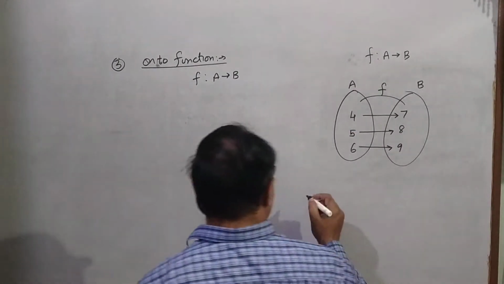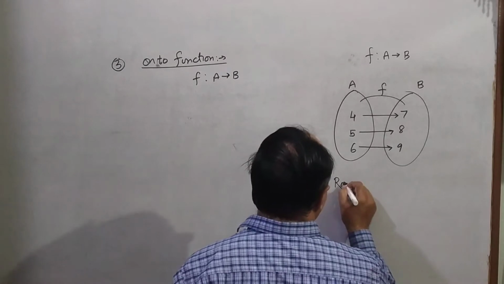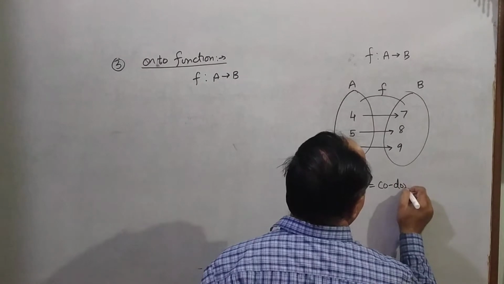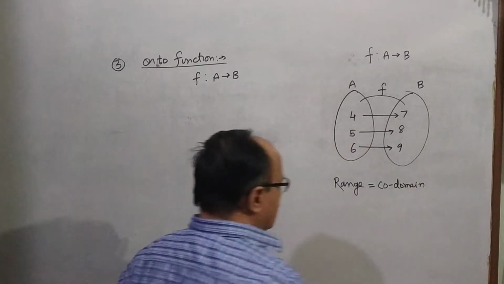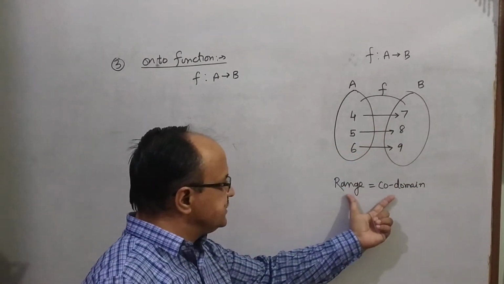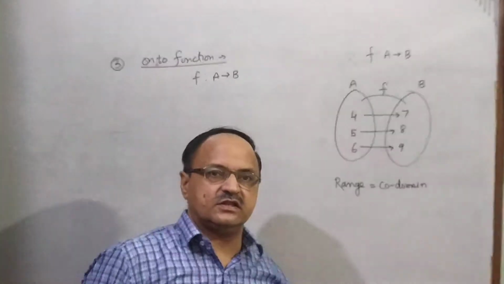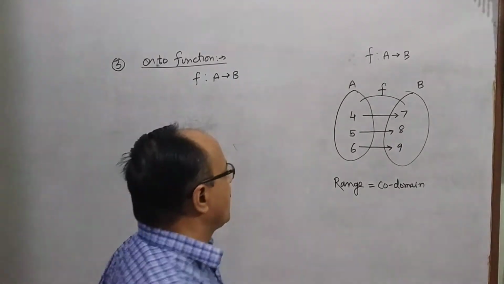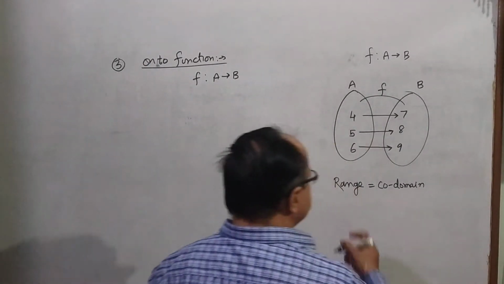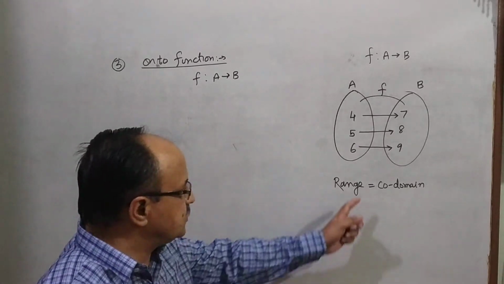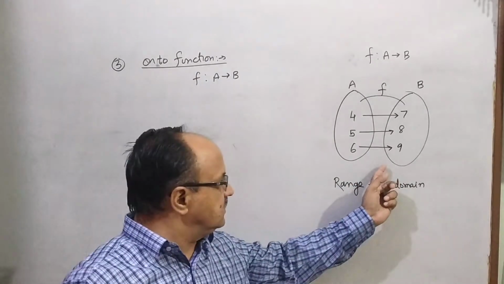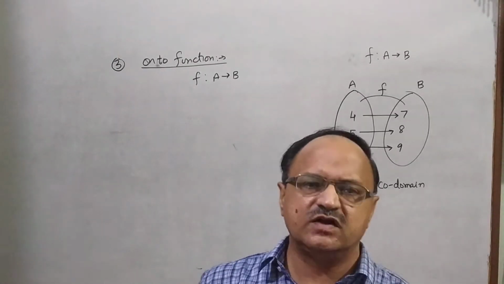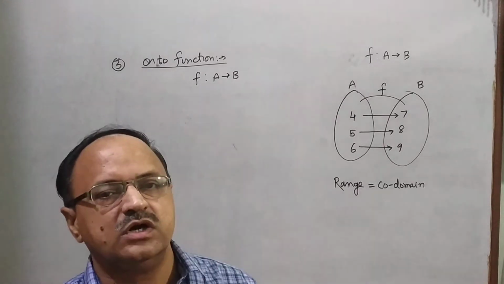Or the second method: if you prove that range is equal to codomain, then you can say the function is onto. Clear? This is the example of one-one as well as onto. If a function is one-one as well as onto, that is called a bijective function.